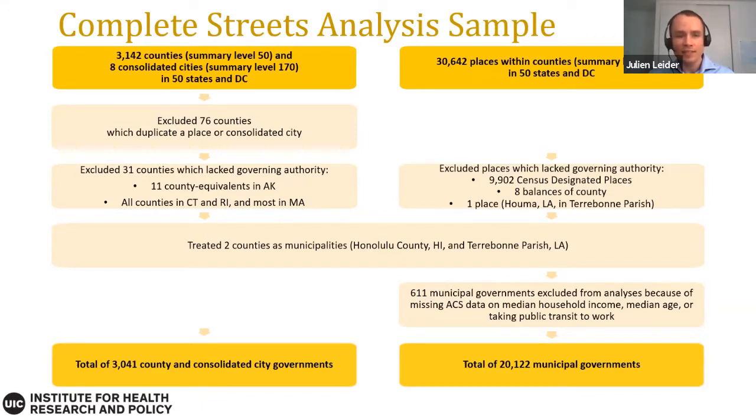So first, for our county and consolidated city sample shown on the left, we started with 3,142 counties and 8 consolidated cities in the 50 states and DC. We excluded 76 counties which were duplicate of either a place or a consolidated city so that we weren't double counting. And we also excluded 31 counties which lacked governing authority, including 11 county equivalents in Alaska, as well as all counties in Connecticut and Rhode Island, and most in Massachusetts. And in those states, that was because counties simply don't have governing authority.